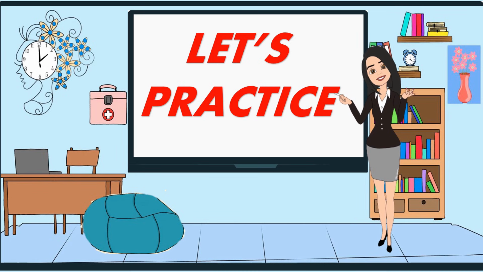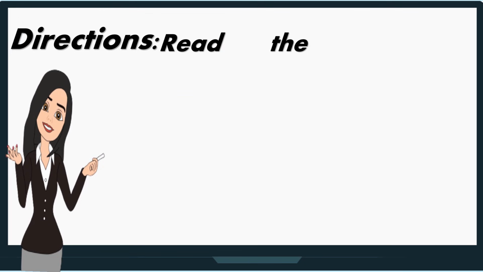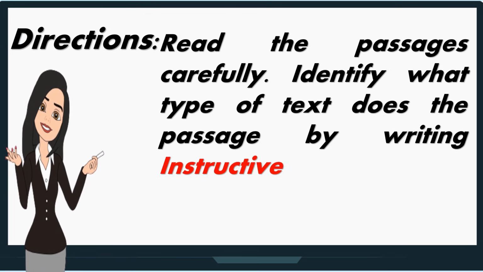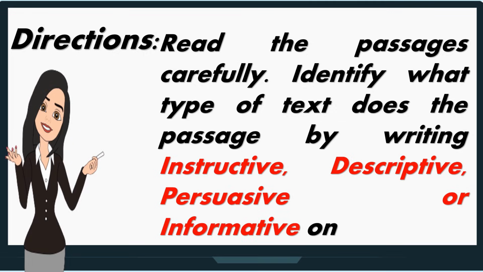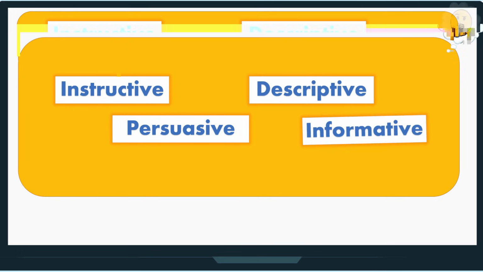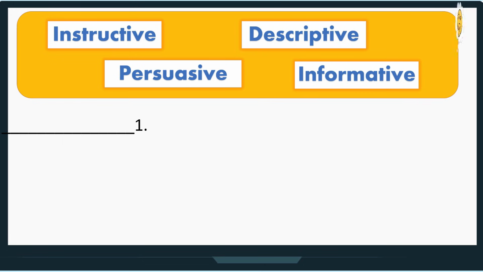This time, I want you to practice what you have learned a while ago. So these are the directions. Read the passages carefully. Identify the text type of each passage by writing instructive, descriptive, persuasive, or informative on your paper. So let's begin. Number 1.